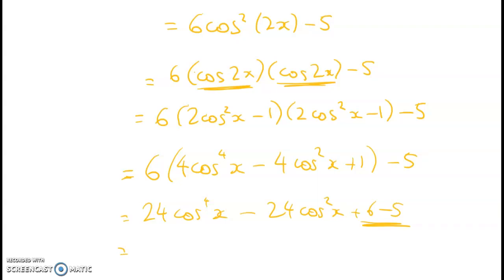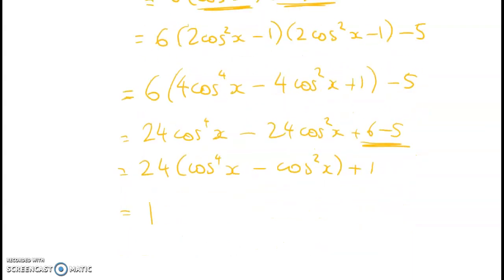And then I think we've got it in factorized form to start with. So let's get it exactly how it looks. So there you go. So that is now equal to the right-hand side as required.